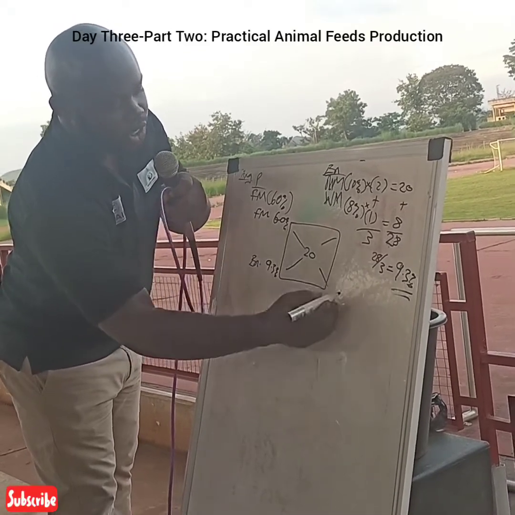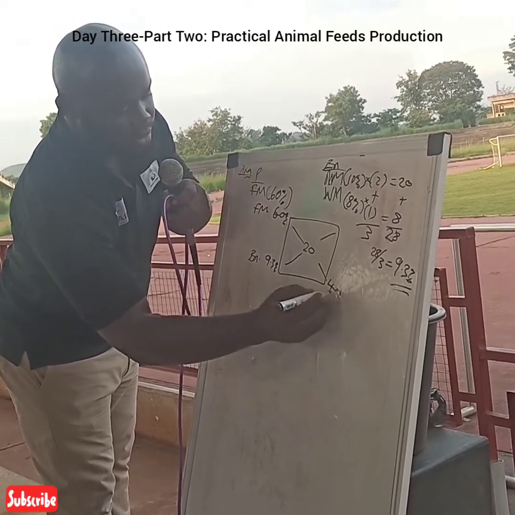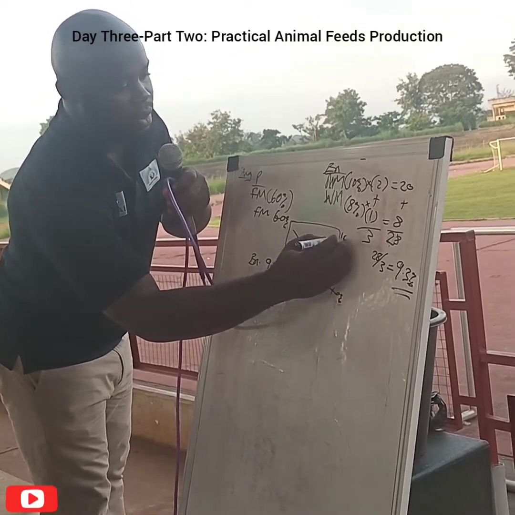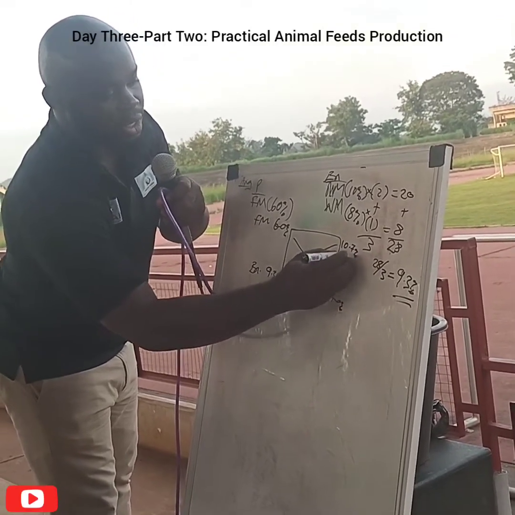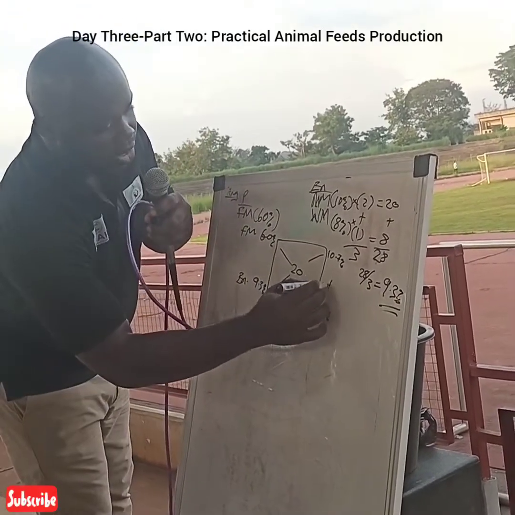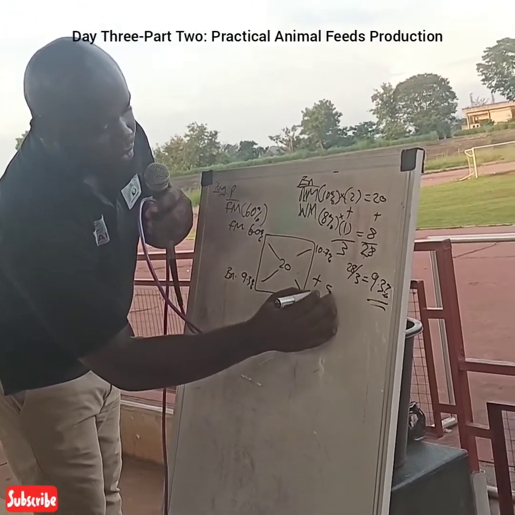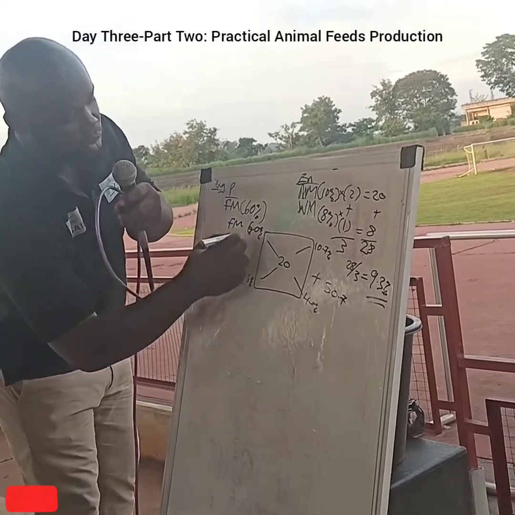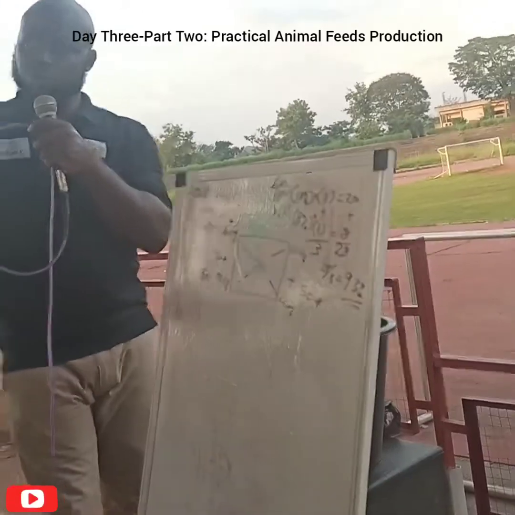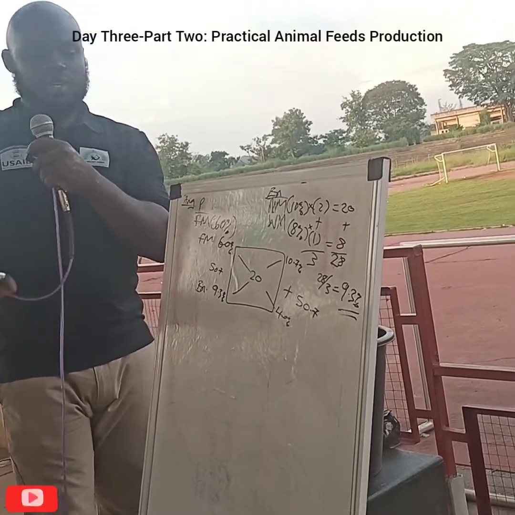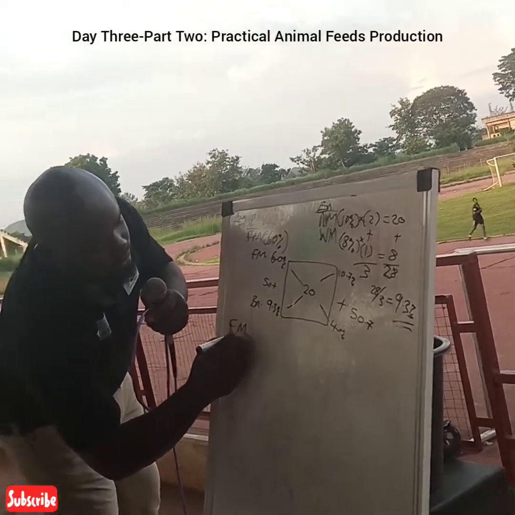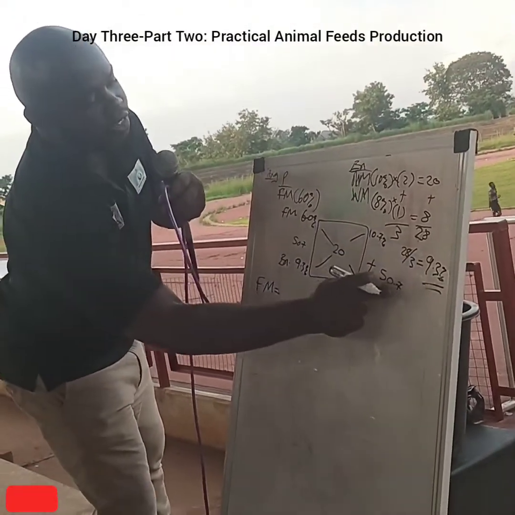Then 60 minus 20 is 40%. 9.3 minus 20 is 10.7%. You add, you get 50.7. You are correct. Then let's get our fish meal. It will now be 10.7 divided by 50.7.